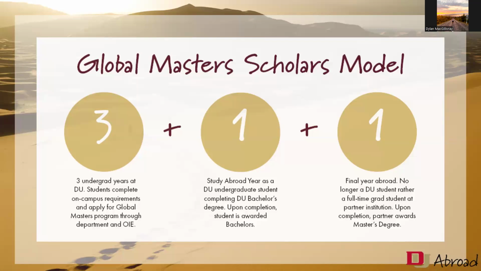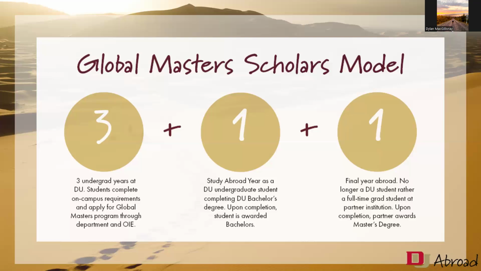And then this is what we call the Global Masters Scholars model. And this is a little bit different and it's very much department dependent. So if this is something you're interested in, make sure that you consult with your department, because not every department at DU offers this for students. But what it consists of is the first 3 years of your undergraduate study taking place at DU. And then you do your fourth year abroad at a partner institution. So that 3 years at DU and that 1 year of study abroad constitutes a bachelor's degree from the University of Denver. And then you'll take your fifth and final year of study at the partner institution.